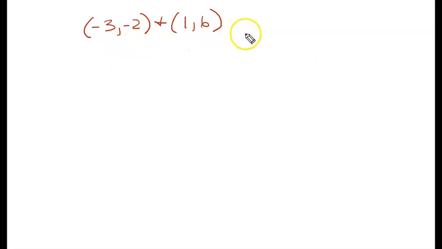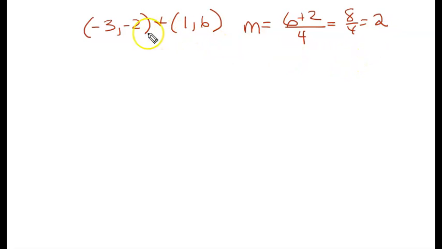Okay. So finding the slope first. So 6 minus a minus 2 is a plus 2. And then 1 minus a minus 3 is a plus 3. So this would be 4. So we have 8 over 4. Our slope is going to be 2. Now we can use either of these points. And by the way, you could also use this formula.